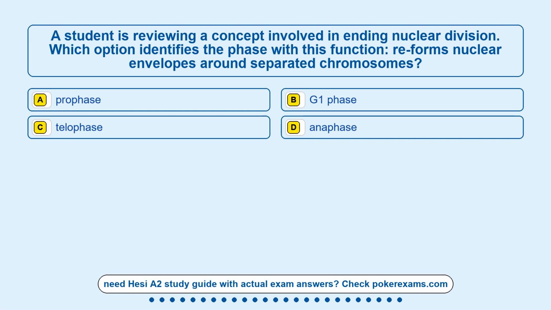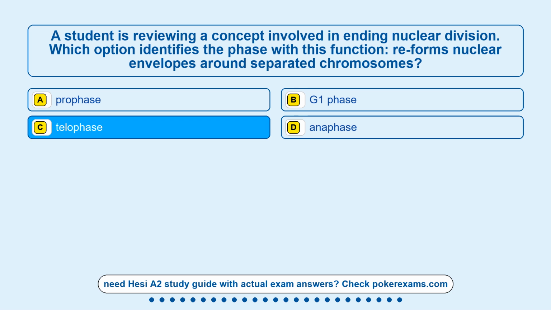Question 20. A student is reviewing a concept involved in ending nuclear division. Which option identifies the phase with this function? Re-forms nuclear envelopes around separated chromosomes. Option A, prophase. Option B, G1 phase. Option C, telophase. Option D, anaphase.